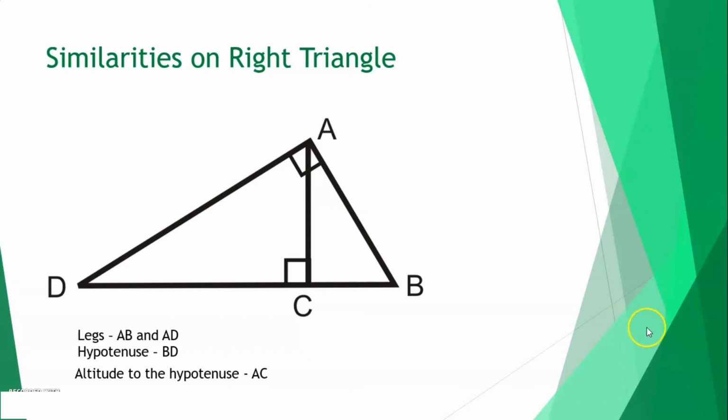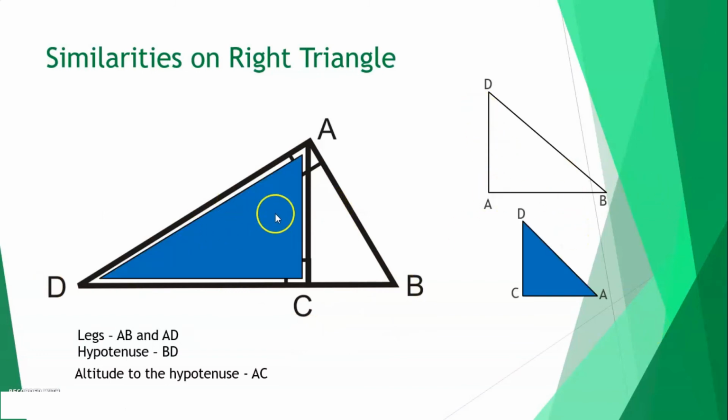similar to each other. The biggest triangle here is triangle DAB, in which the right angle is at A. Another triangle is triangle DCA, in which the right angle is C. And the smallest triangle here is triangle ACB, in which the right angle is at C.